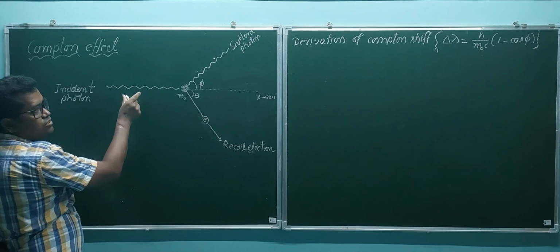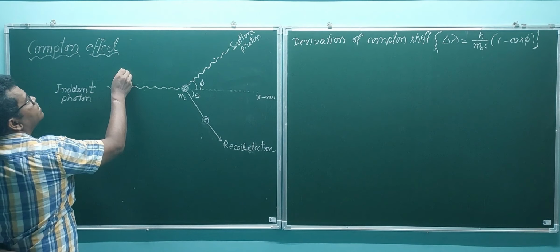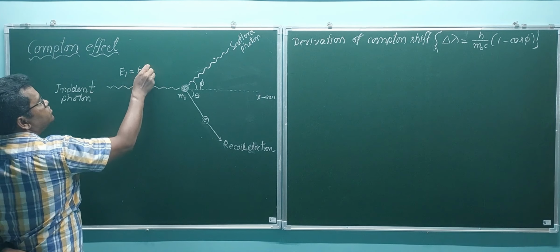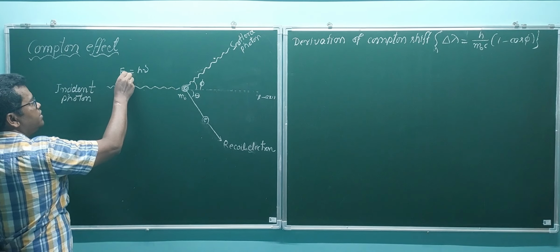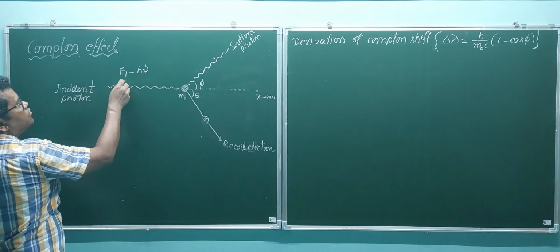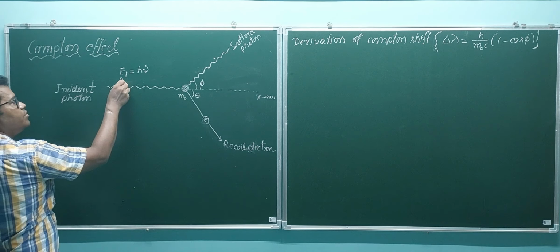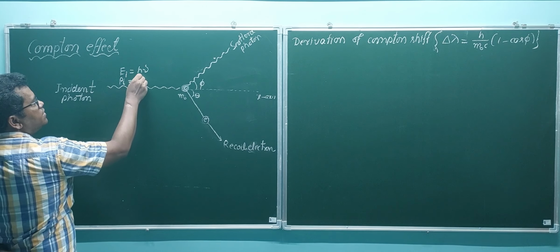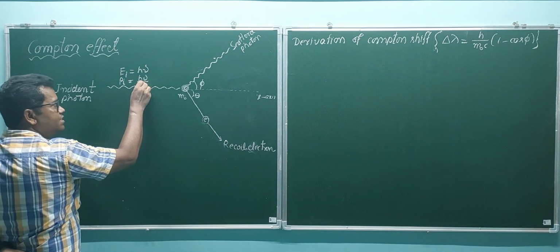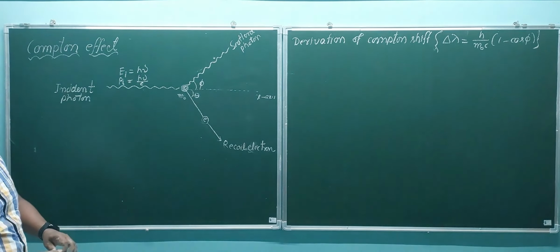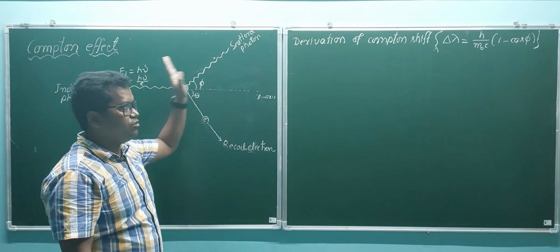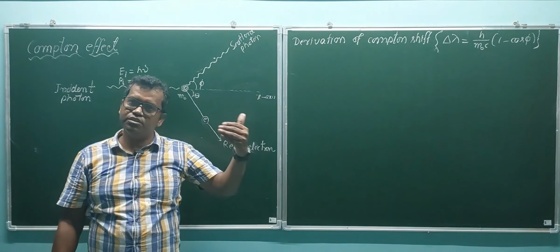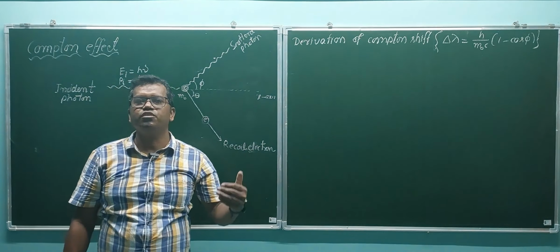So what is the initial energy of the photon? Energy of the photon, say Ei, equal to h nu. Suppose nu is the frequency. So energy of the photon is h nu. And what is the initial momentum? That is h nu by c. Why are we writing this? Because we can derive this Compton shift by applying both the law of conservation of energy and the law of conservation of momentum.